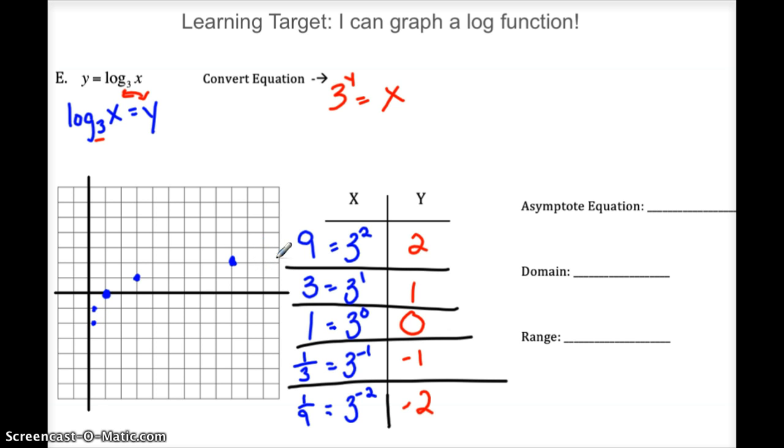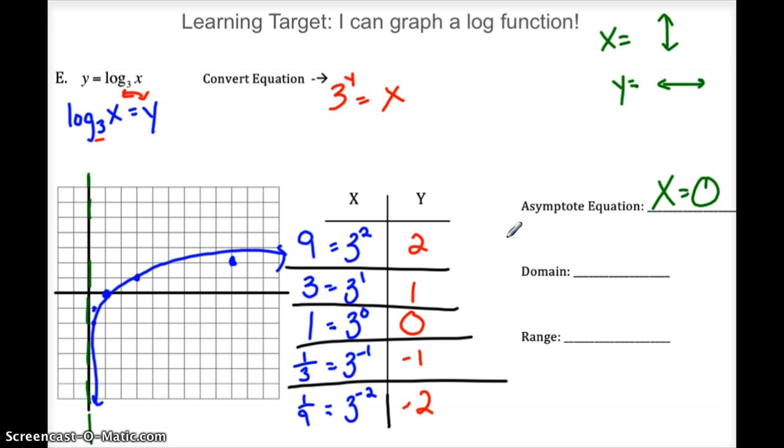So hopefully you can see this graph. This is hard to do on my little screen. Not too bad. I'm getting closer and closer to that axis, which means the axis is my asymptote. Now my axis is vertical this time. So remember, vertical lines are x equals equations, horizontal lines are y equals. Since we've got a vertical line, our asymptote equation is x equals 0.